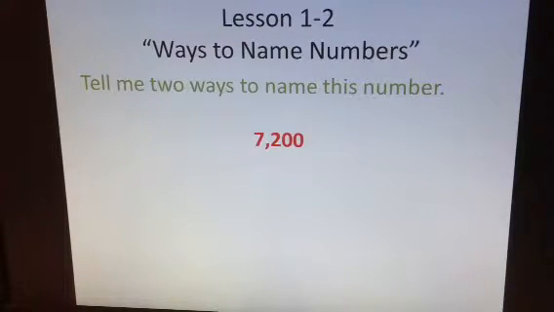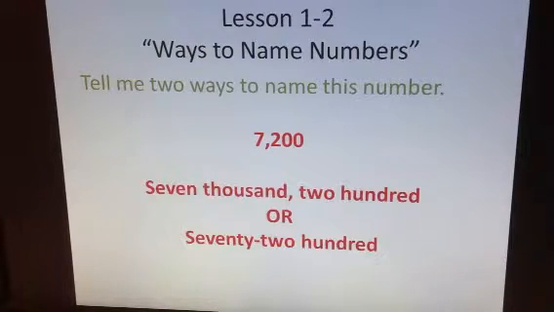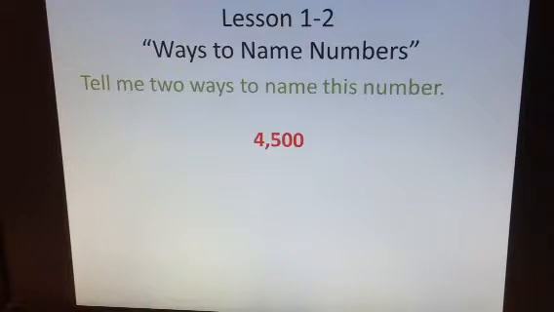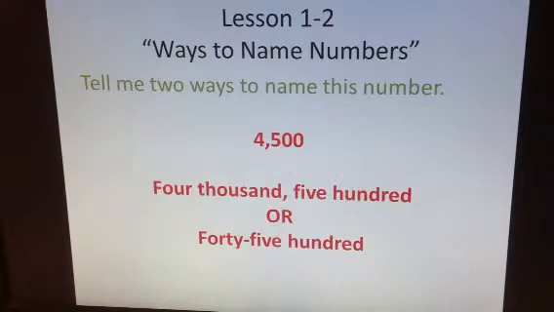What are two ways to name this number? This number could be called seventy-two hundred or seven thousand, two hundred. What are two ways to name this number? This number could be called forty-five hundred or four thousand, five hundred.